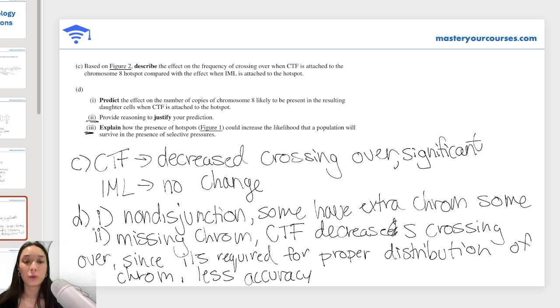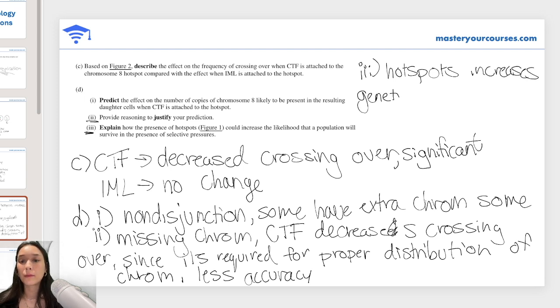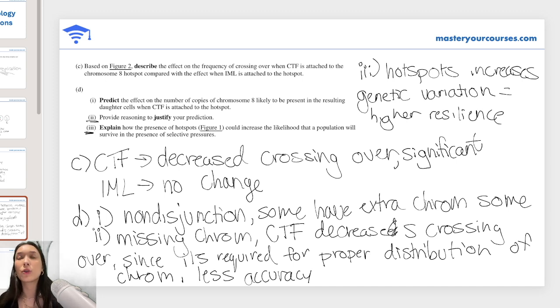So the presence of hotspots would be good, because I'll just pop this up here. So increased crossing over or hotspots increases genetic variation, which should result in higher resilience. Again, you didn't need to put this exact wording, but the general gist of the fact that crossing over is going to increase genetic variation, and we know genetic variation is going to help populations survive under some sort of pressure.